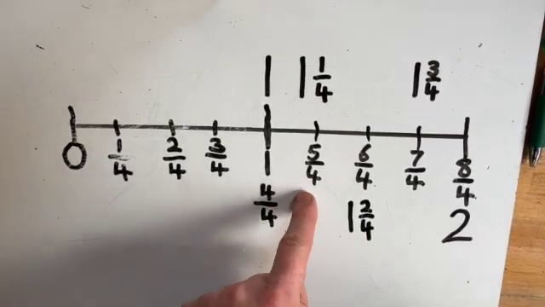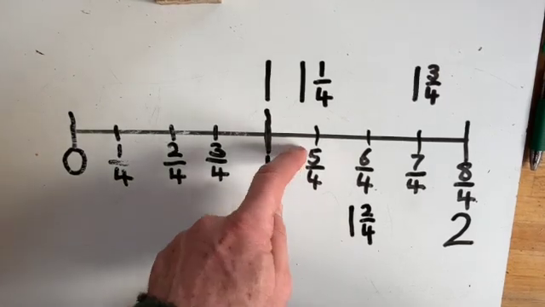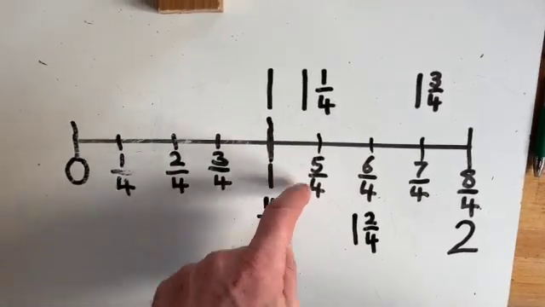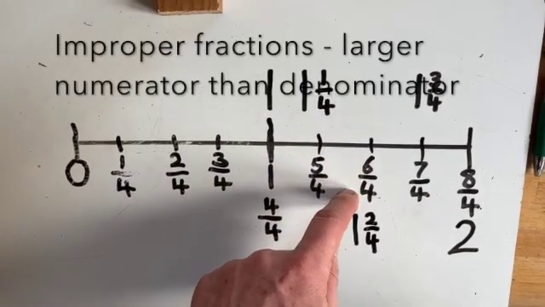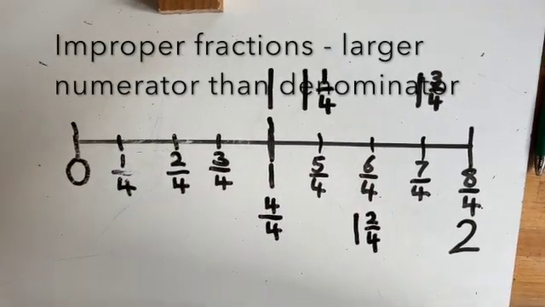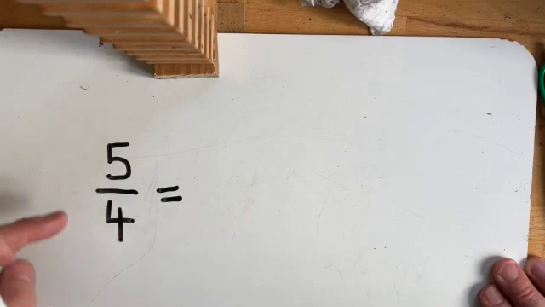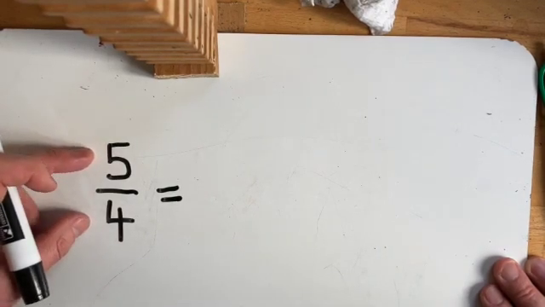These fractions at the bottom have all got a numerator, the top number, bigger than the denominator, the bottom number. All of the numbers on the top are bigger than the numbers on the bottom. And sometimes these are called improper fractions. It can be useful to be able to change from improper fractions into mixed numbers.